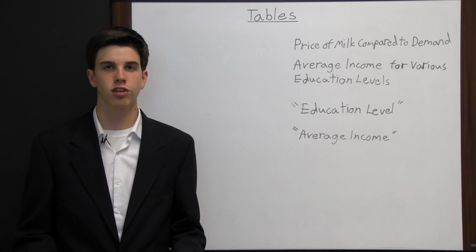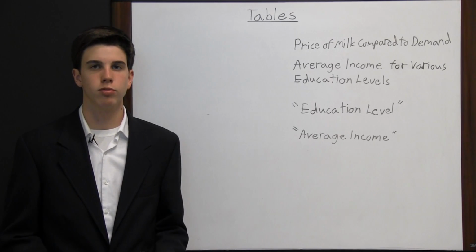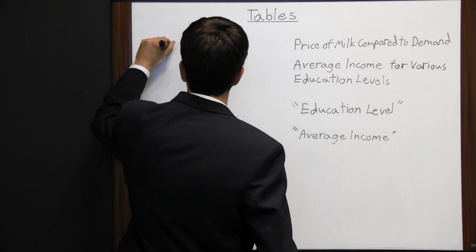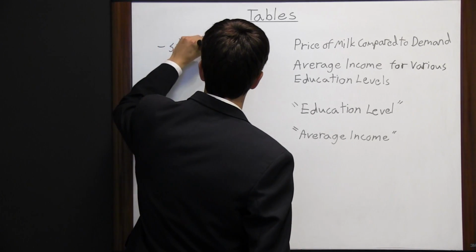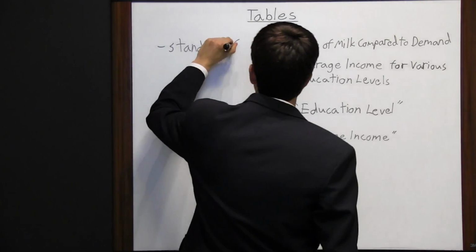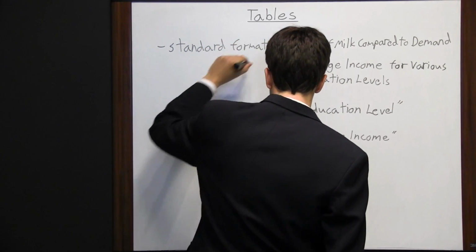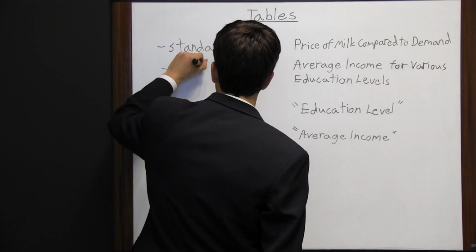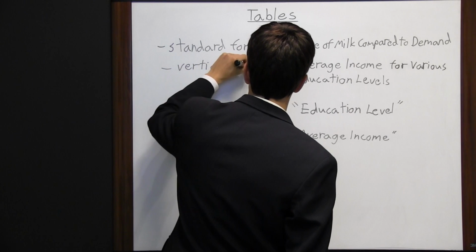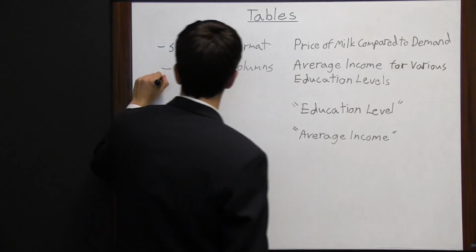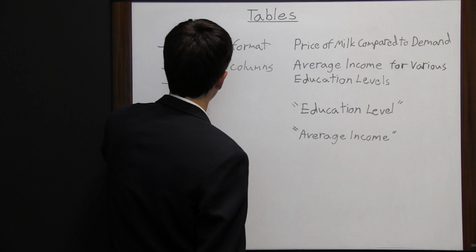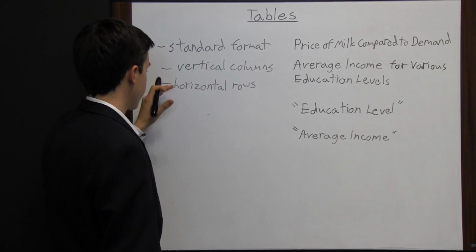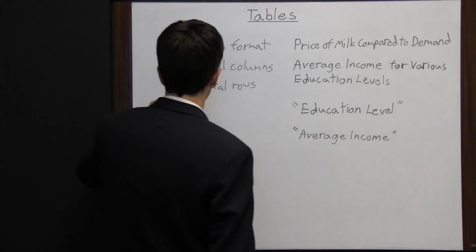A table is a way to visually represent information to help the reader retain the information presented. Tables are usually presented in a standard format. The reason for a standard format is it makes reading tables easier because the reader has probably read a similar table before. And to comply with a standard format, a table is made up of vertical columns and horizontal rows. These vertical columns and horizontal rows combine to form cells.